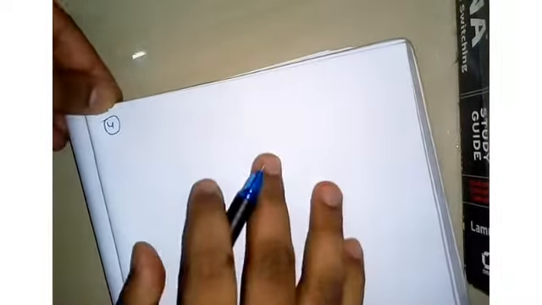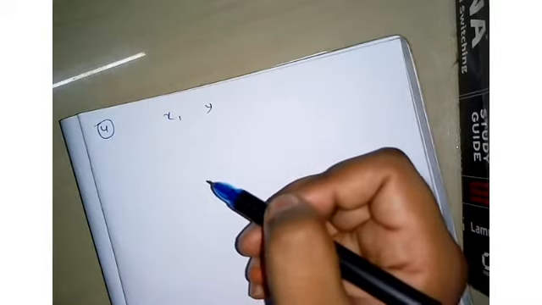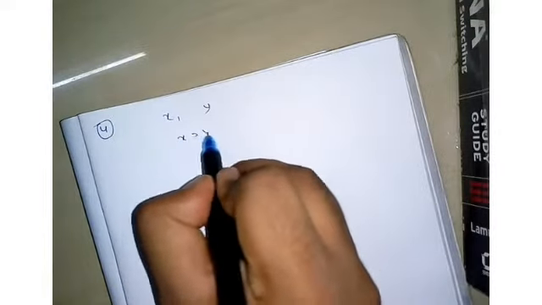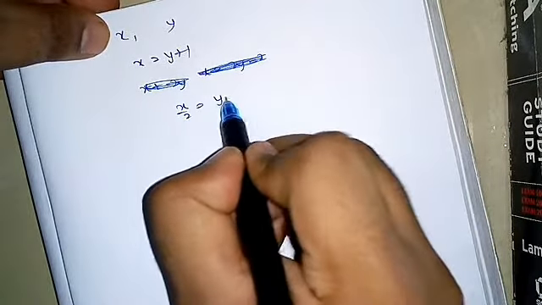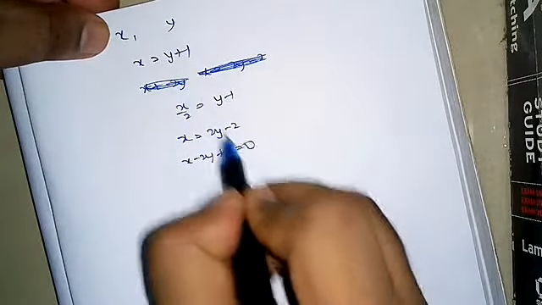Fourth example. In a garden there are some bees and flowers. If one bee sits on each flower, then one bee will be left out. Let the number of bees be x and the number of flowers be y. So x equals y plus 1 is one equation. If two bees sit on each flower, one flower will be left out. That means x by 2 is equal to y minus 1, so x is equal to 2y minus 2, or x minus 2y plus 2 is equal to 0.